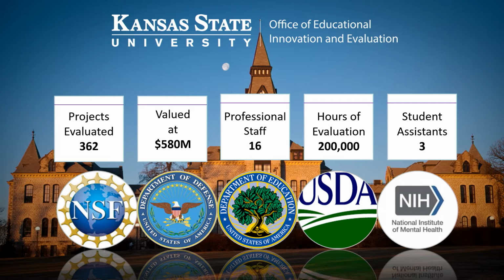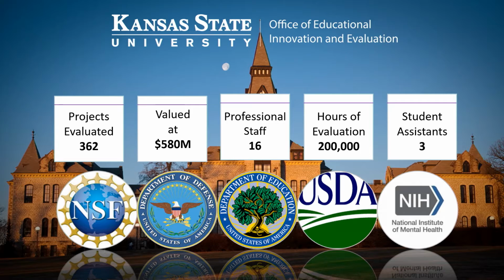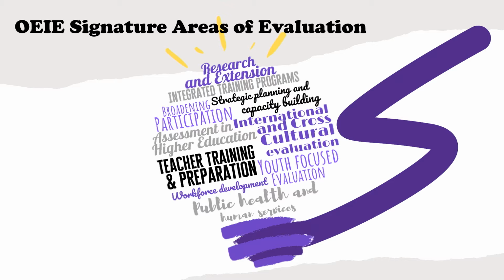Our office has been in existence for, just to give a little history, 22 years. We work with a variety of clientele that have small or large-scale projects, and with a variety of funding agencies, some of which we have listed here. We have several of these SAS projects that we provide evaluation services for. These are some of our signature areas of evaluation, the things we bring to the project when we come to do that evaluation.